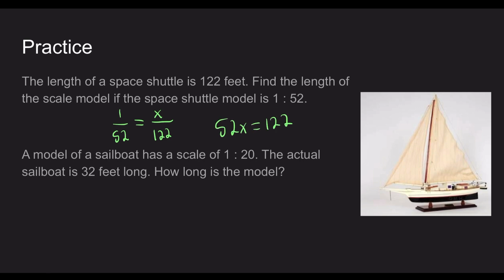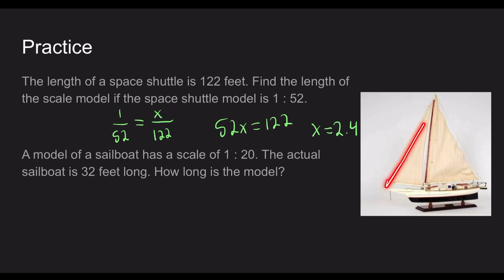Probably going to pull out the calculator. 122 divided by 52 is 2.3461. That's a lot, so we're just going to round to the nearest tenth, and I think you could round that up to 2.4. If you got 2.3, don't feel too bad. You're fine. So the actual length is 122 feet. The model's length is 2.4 feet, which makes sense. The model should be smaller than the actual.